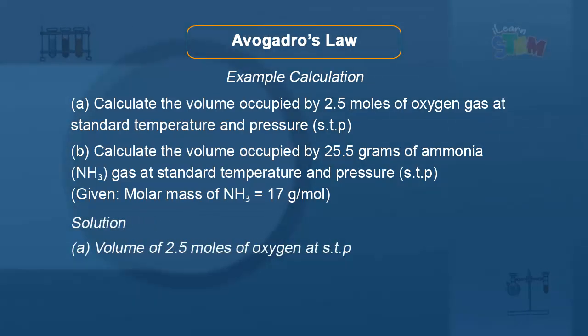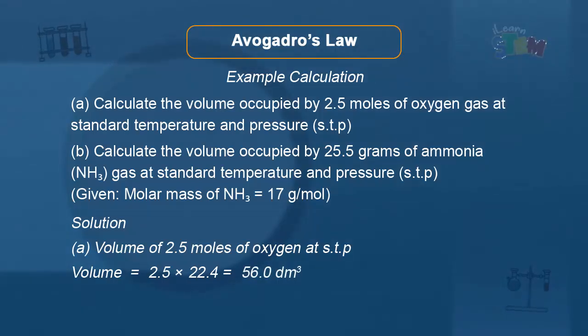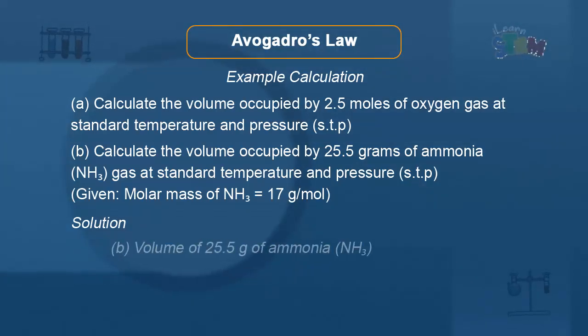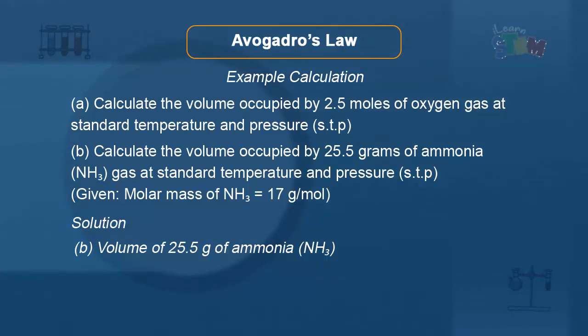Solution. A. Volume of 2.5 moles of oxygen at standard temperature and pressure. At STP, 1 mole of any gas occupies 22.4 cubic decimeters. So, the volume is equal to 2.5 multiplied by 22.4. That gives us 56.0 cubic decimeters. B. Volume of 25.5 grams of ammonia, NH3.